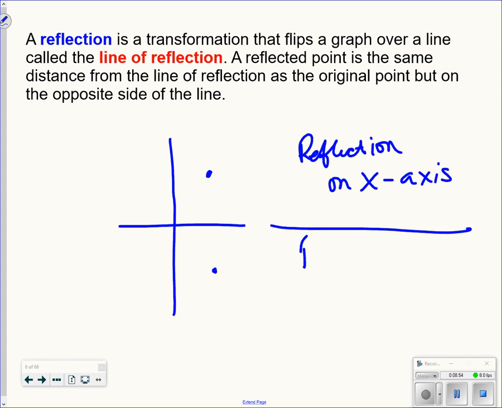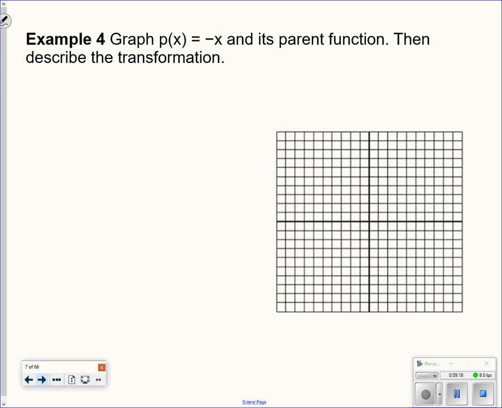We will do some reflections on the y-axis. And yes, it is important for you to understand the difference between the two. If I have reflection on the y-axis, if I have a point, then I will have another point reflected on the other side of the y. So again, reflection on the y or reflection on the x-axis. All right. If you multiply the parent function by a negative, so you had a negative out in front here, that is a reflection on the x-axis.